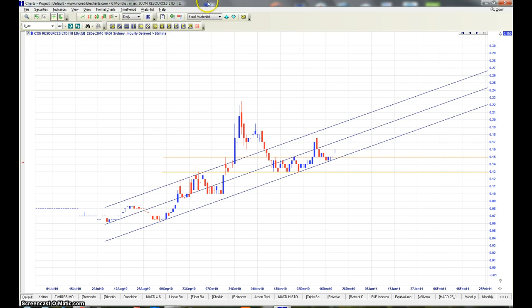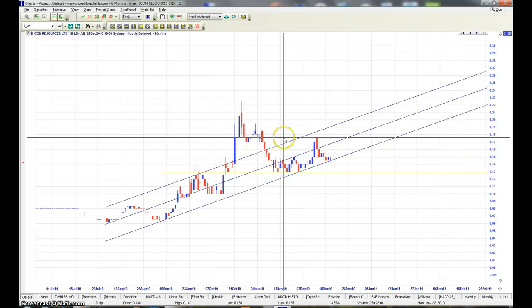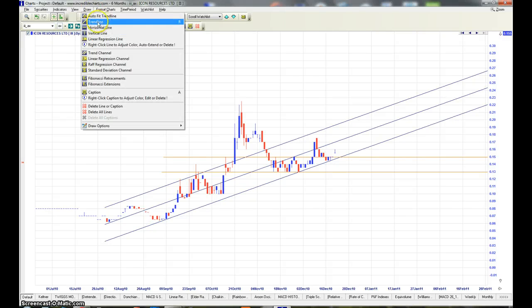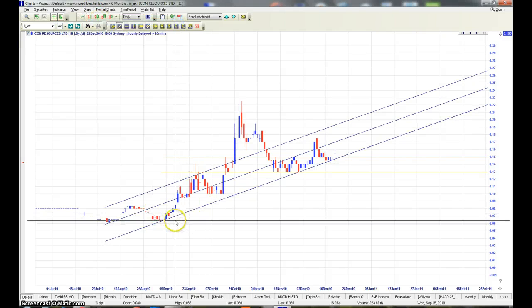Where do I think the price will go? Well, I'm bullish the stock, so of course I think the price is going to go up, but what I'm hoping for is that it's going to do this again and go.